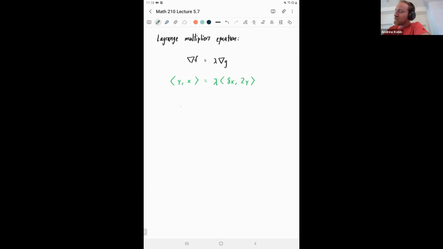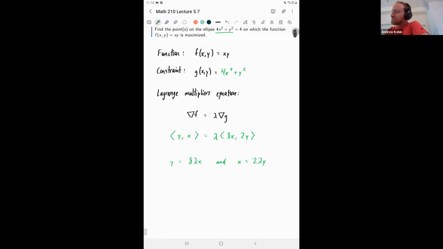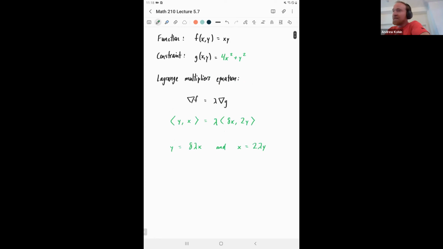So I'm going to do this in two steps. On one hand, the first component of each vector has to be equal. So y is equal to 8 times lambda times x. And on the other hand, I'll even write "and," because both of these two things have to be true. The second component, x for nabla f and 2 lambda y, have to be equal for these vectors to be equal. So we're looking for points x comma y that make those two things true. And we're going to play these two equations off of each other in order to solve for x and y.